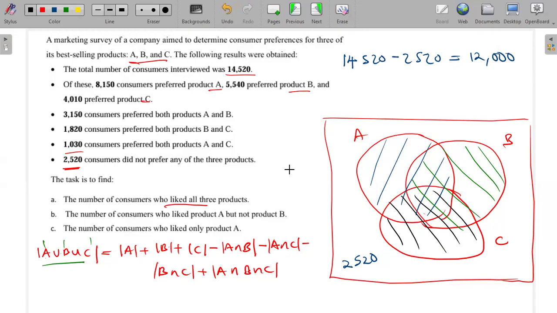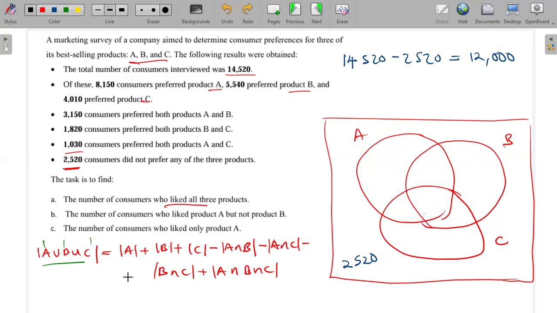But then, after removing all these intersections, it means you would have removed this part here, the middle part, which has all the three elements. You would not have counted that. That means you have to add it back again. Hence, we're adding back A intersect B intersect C there. That's the reason why we use this formula. Okay, so let us now go back and then we compute.